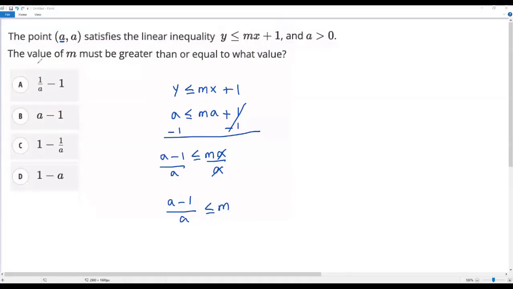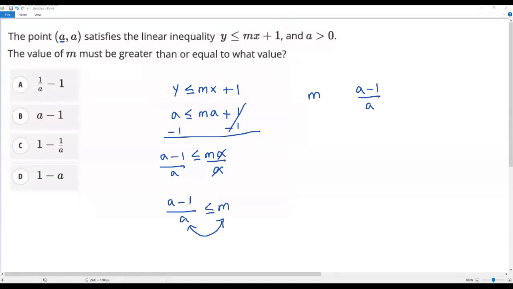But the question asks us to find the value m must be greater than or equal to. So if I want to get this statement exactly, that is, m must be greater than or equal to, what I need to do is switch these two quantities. The quantity on the left side should be on the right side and the m must be on the left side. So now let me switch these two quantities. When I do so, I'm getting m and I'll have (a − 1)/a on the other side.